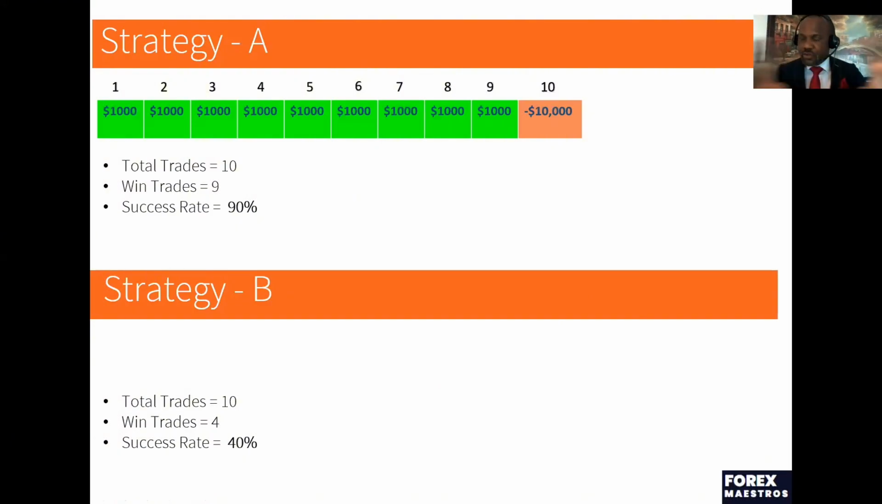Look at the 10 trades. The first one he made $1,000. The second, $1,000, third $1,000, and so on up to the ninth, $1,000 each, and then on the 10th one he lost $10,000. So he's left with minus $1,000. Are you following, guys? That's trader A, who has a 90% success rate.